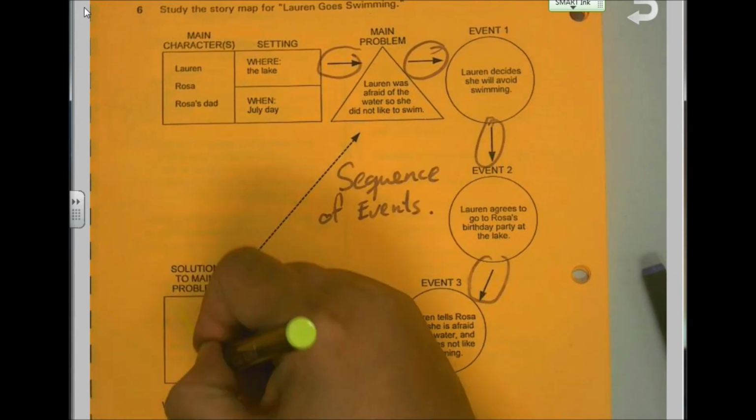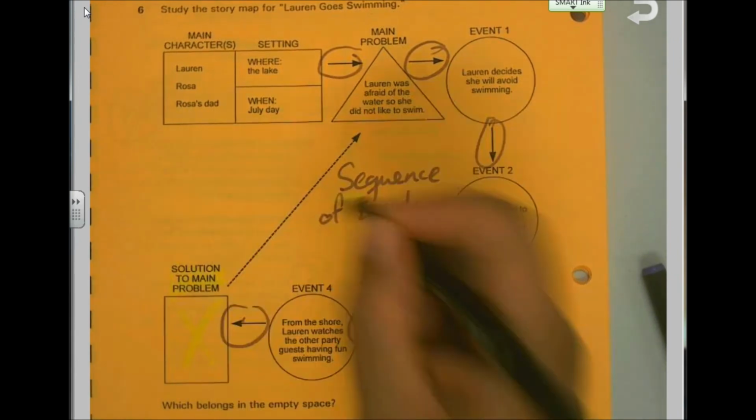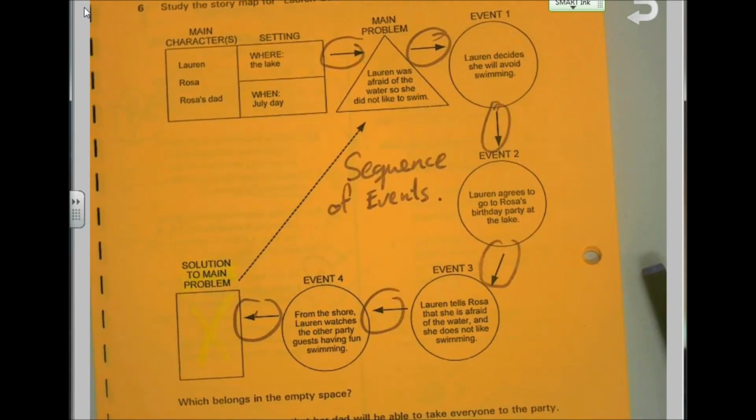Okay, next part. Event 1: Lauren decides she will avoid swimming. Event 2: Lauren agrees to go to Rosa's birthday party at the lake. Event 3: Lauren tells Rosa that she's afraid of the water and she does not like swimming. Event 4: From the shore, Lauren watches the other party guests having fun swimming. And then there's an empty space, and it says, solution to the main problem. Now, the question is, which belongs in the empty space?